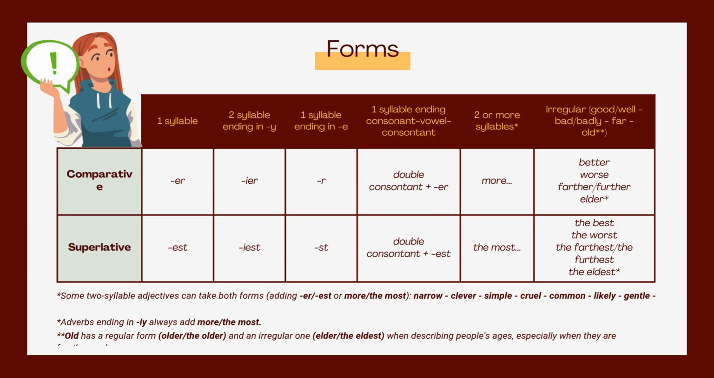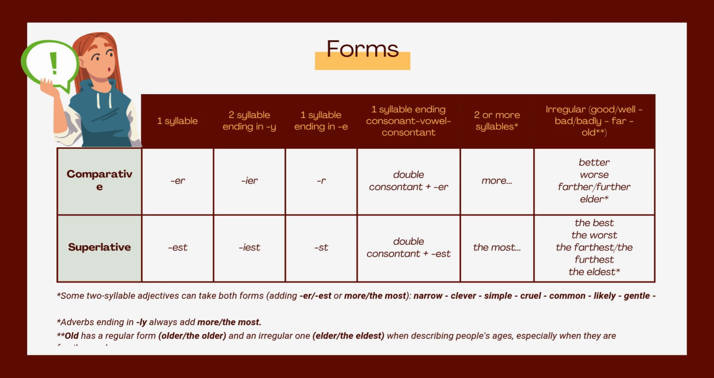2. Two-syllable adjectives ending in y, we change y to i and add -er for the comparative, and -est for the superlative. For example, happy, happier, the happiest. 3. One-syllable adjectives ending in e. These simply add -r and -st. For example, large, larger, the largest.